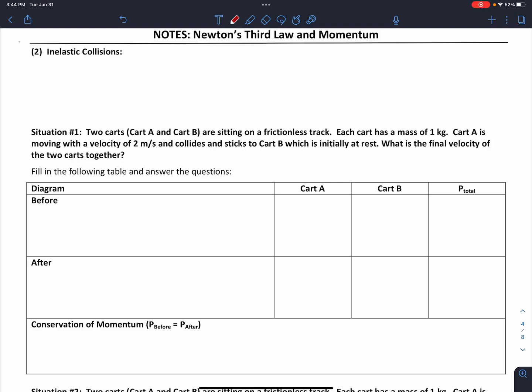Hi everybody, this is Dr. Nigro with another screencast from our Newton's third law momentum unit. This one's going to look at inelastic collisions and the calculations that go along with those.